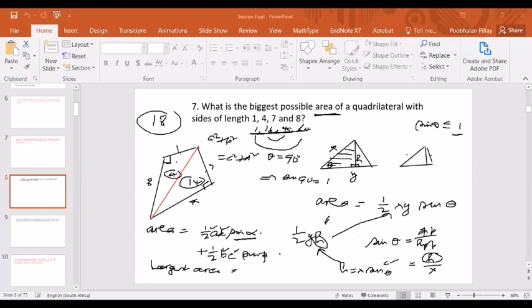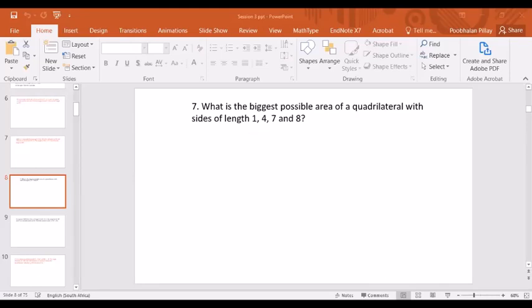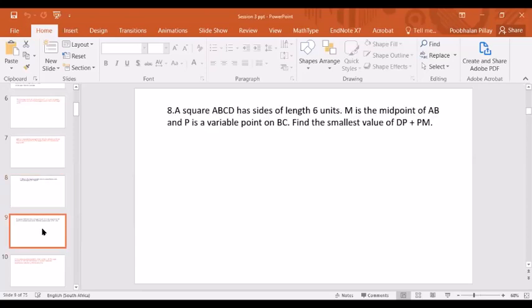Okay, so the next question is... This is a problem that I will have to work out because it's not in red. So what does it say?